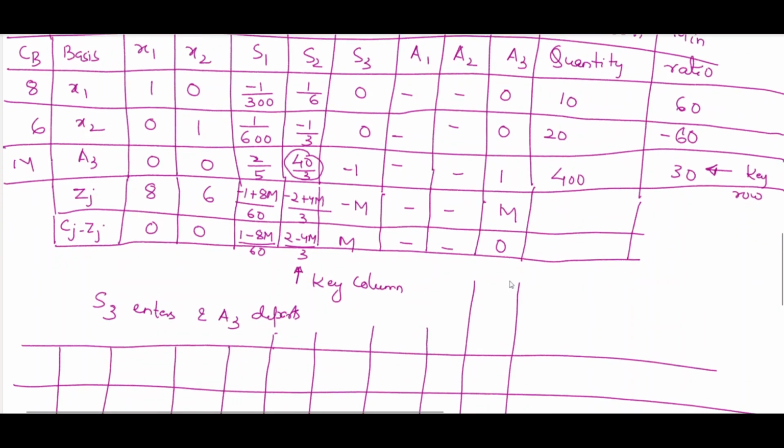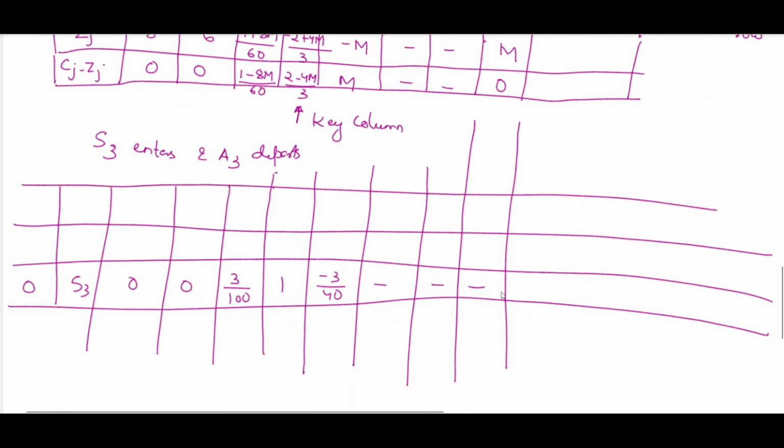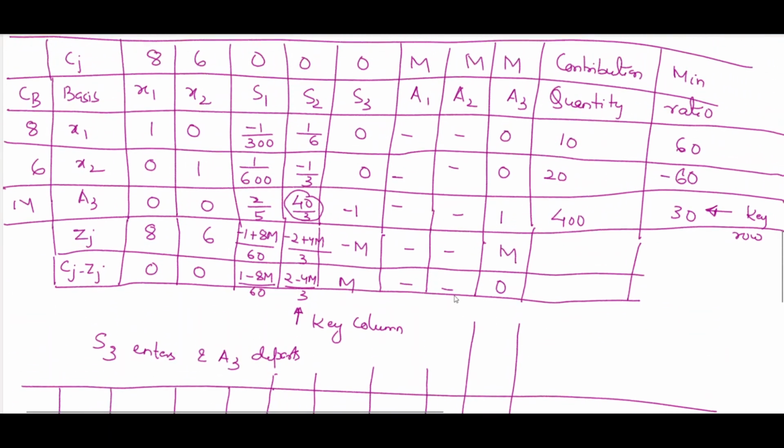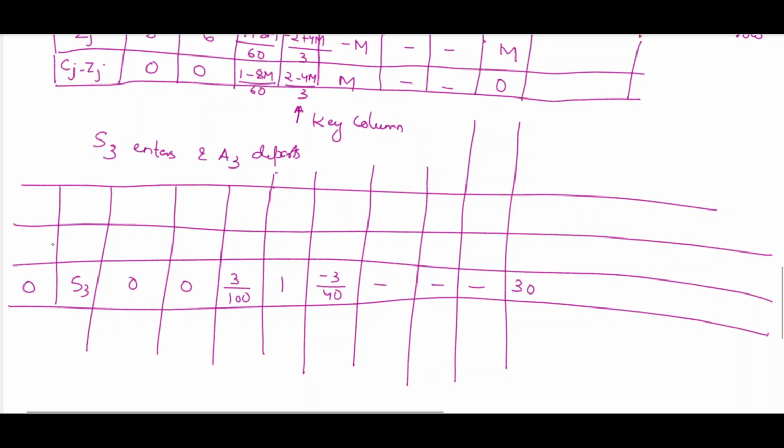What is the contribution quantity? Again you do 400 divided by 40 by 3, you will get 30. Now you write down 30 here. Now a similar process you follow for the x1 and x2 rows, and you work out and fill the values. You will use the same formulas. I'm just filling it out. You work it out by yourself, a similar process.